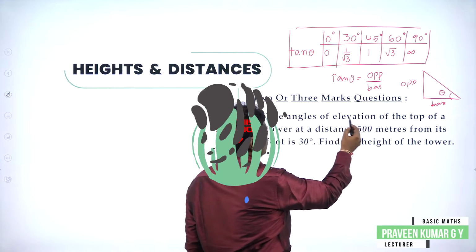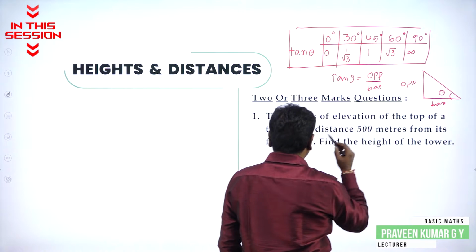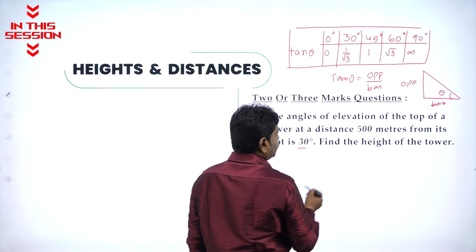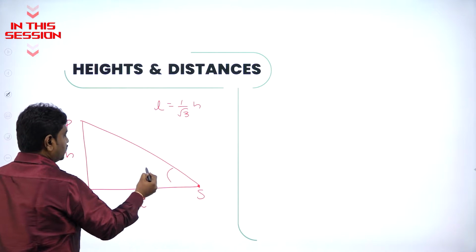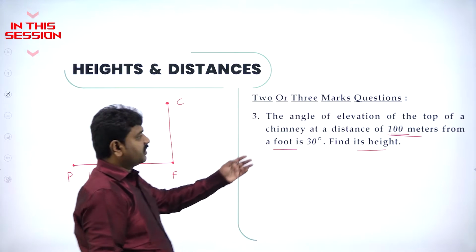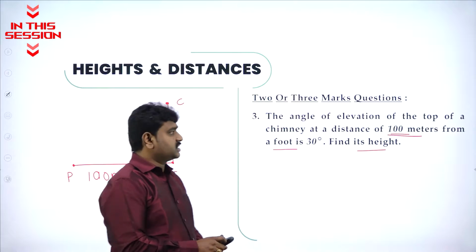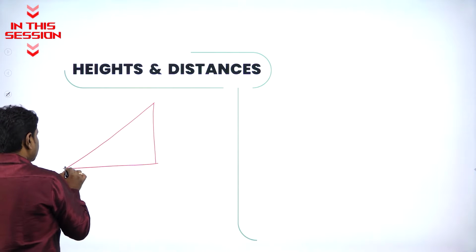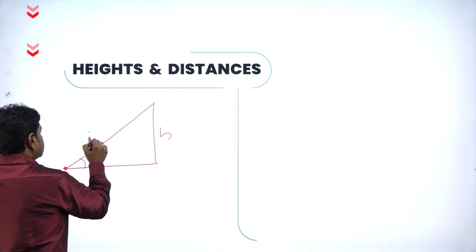The angle of elevation of top of a tower at a distance 500 meters from its foot is 30 degrees. L is equal to 1 by root 3 times height. Now they want you to find theta, angle of elevation. Let theta be the angle of elevation. The angle of elevation of top of a chimney at a distance 100 meters from the foot is 30 degrees. We have drawn a kite like this. This is the ground level and this is 30 degrees and this is h and this is 500 meters.